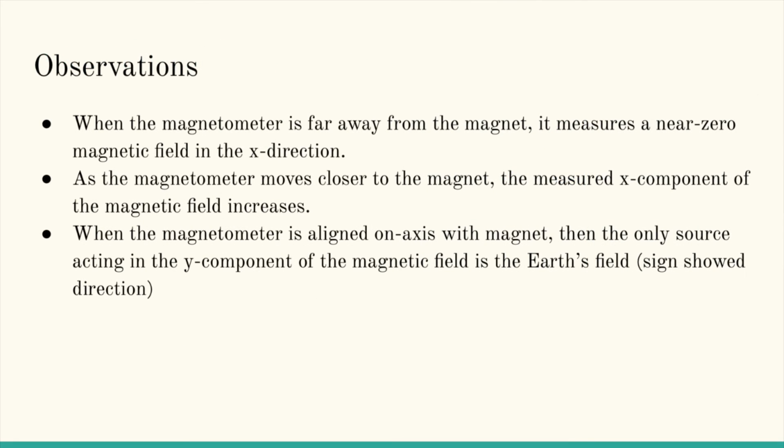Throughout the physical experiment, observations that were made were when the magnetometer is far away from the magnet, it measures a near zero magnetic field in the X direction. Also, as the magnetometer moves closer to the magnet, the measured X component of the magnetic field increases. Lastly, when the magnetometer is aligned on axis with the magnet, then the only source acting on the Y component of the magnetic field is the Earth's field.